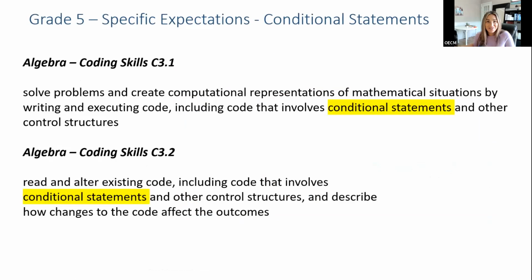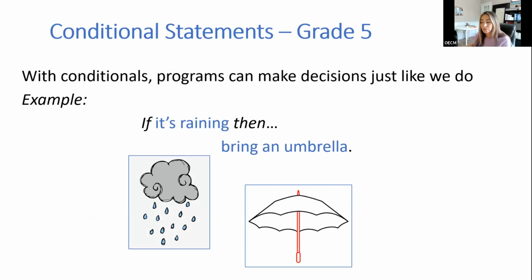So moving on to grade 5 now. In grade 5, conditional statements are introduced. So we've got the sequential in grade 1, the concurrent in grade 2, the repeating events in grade 3, nested events in grade 4. Now we're onto conditional statements, but keep in mind, we still have students writing code for math situations. That's the key overall expectation that we want them to do. And then reading and altering code, and then predicting what the code does.